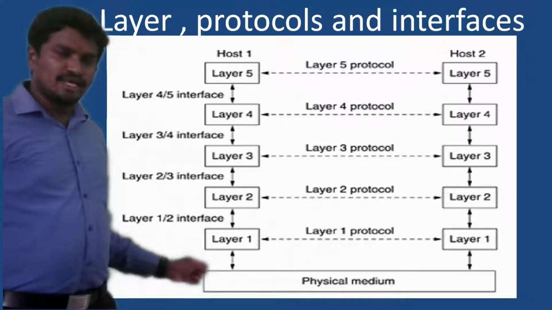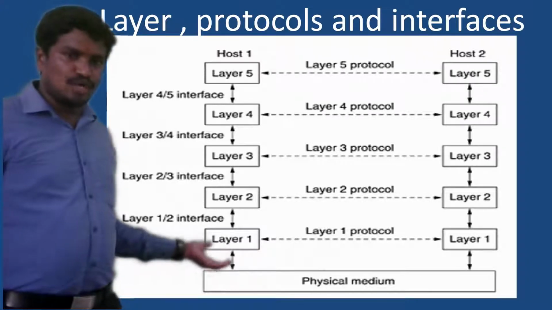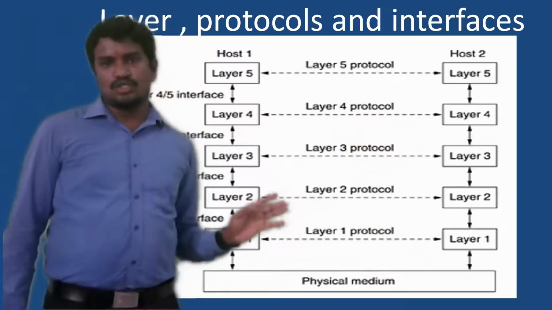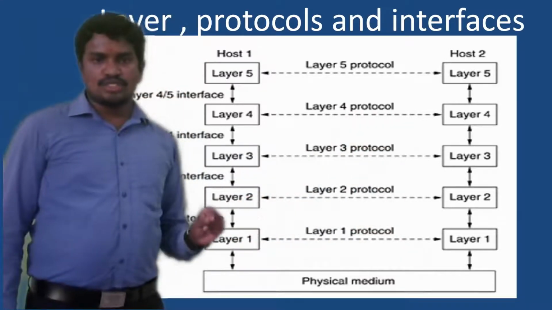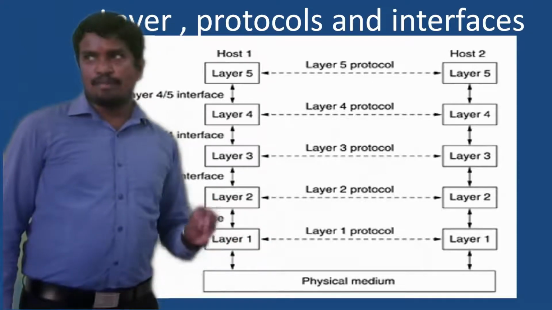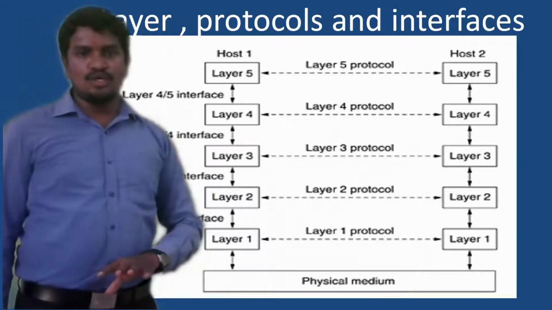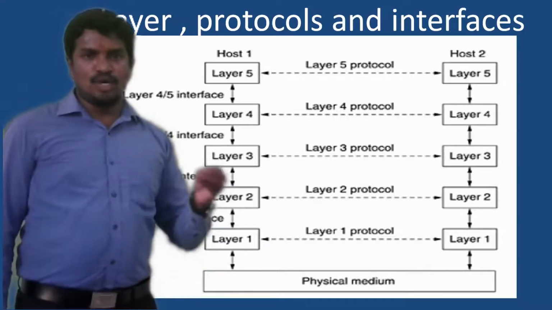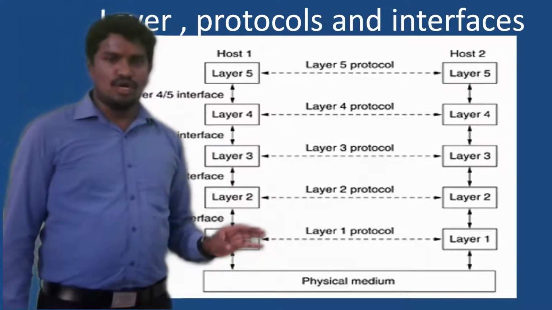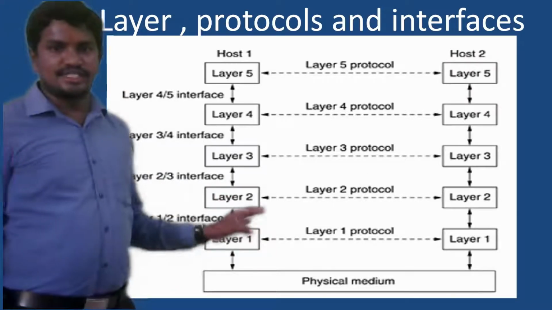If layer 1 is making use of a copper wire, and one protocol, X protocol, the same X protocol is followed by layer 1 of host 2 also. Likewise, protocols are defined at each and every layer. There is no universal protocol applied to the entire network model. Generally, protocols are divided into layers. Whatever layer we use, there is a set of protocols to be followed. So this way, this 5-layer architecture exists.